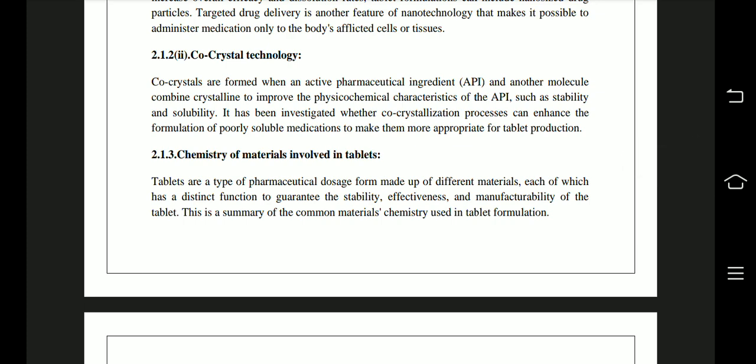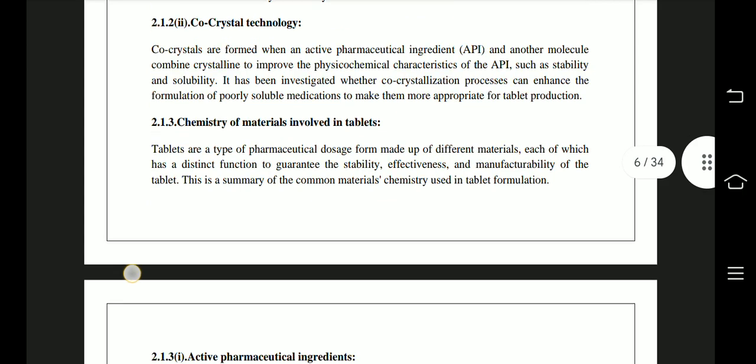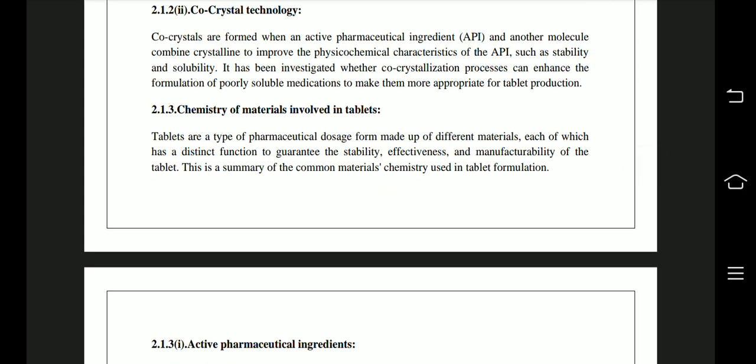The next one is co-crystal technology. Co-crystals are formed when an active pharmaceutical ingredient and another molecule combine crystalline to improve the physicochemical characteristics of the API, such as stability and solubility. It has been investigated whether co-crystallization processes can enhance the formulation of poorly soluble medications to make them more appropriate for tablet production.